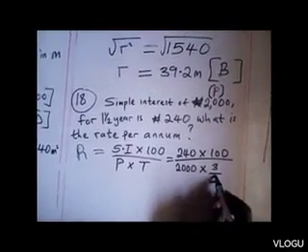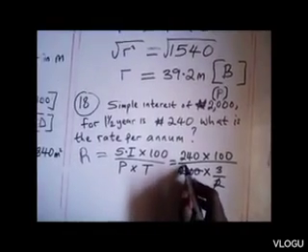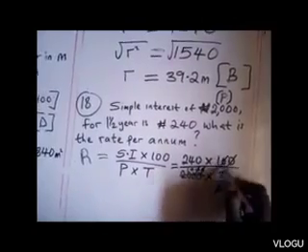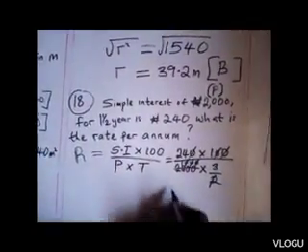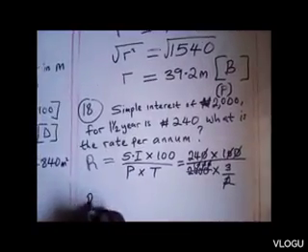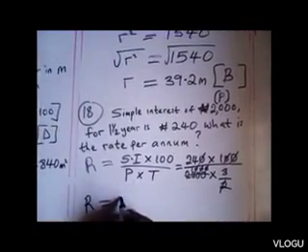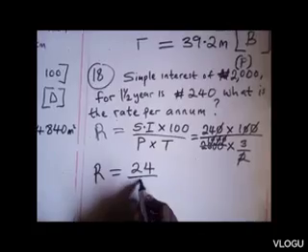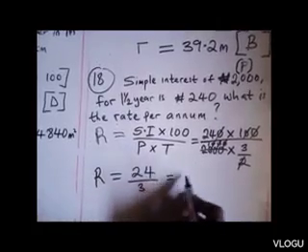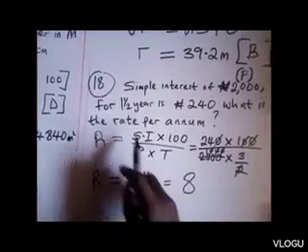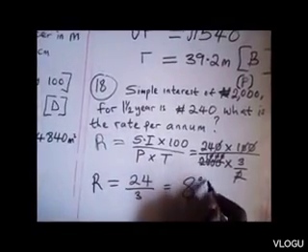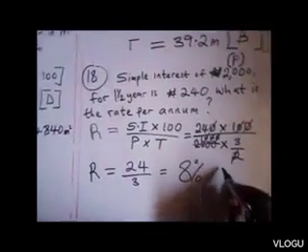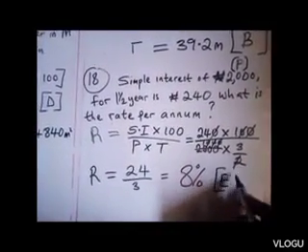Now let me divide it. 2 here, 1000. 0 is cancelling 0. So for the rate, I'm left with 24 divided by 3. And if I divide that, that will be 8. But don't forget, rate, I will use percentage. So 8% per annum. And that is option E.